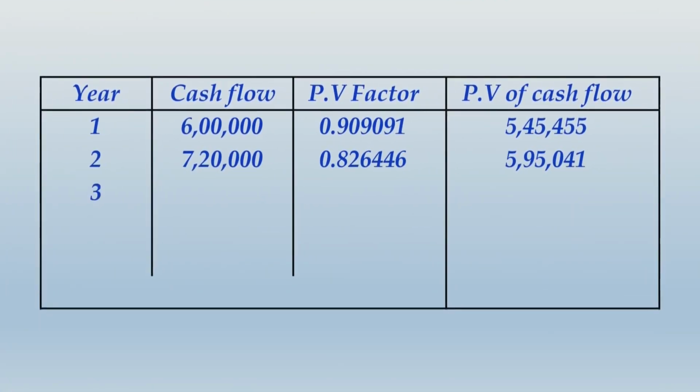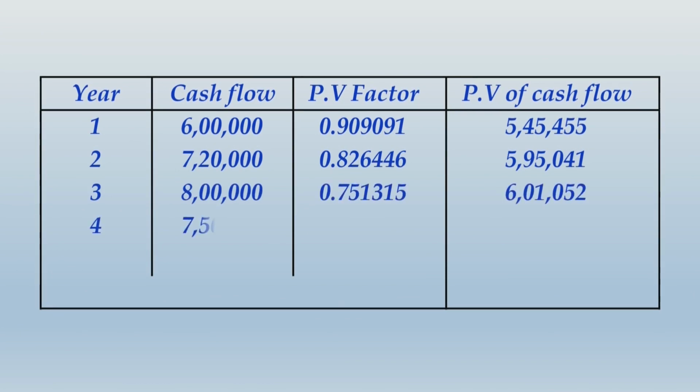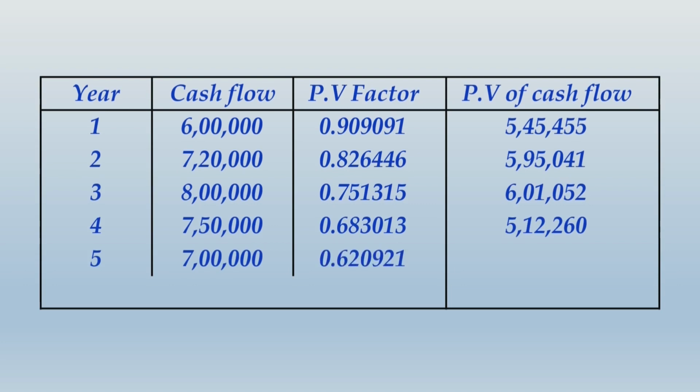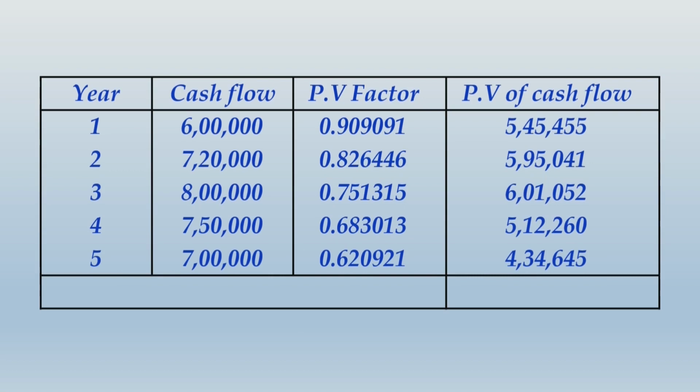That will be for year 3, then followed by year 4, and then followed by year 5. Once you convert all these future cash flows to their respective present values, you can just add up all the present values of cash flows, and that will give you total PV of cash flows, which comes to 26,88,453, and that is nothing but the total PV of inflows.